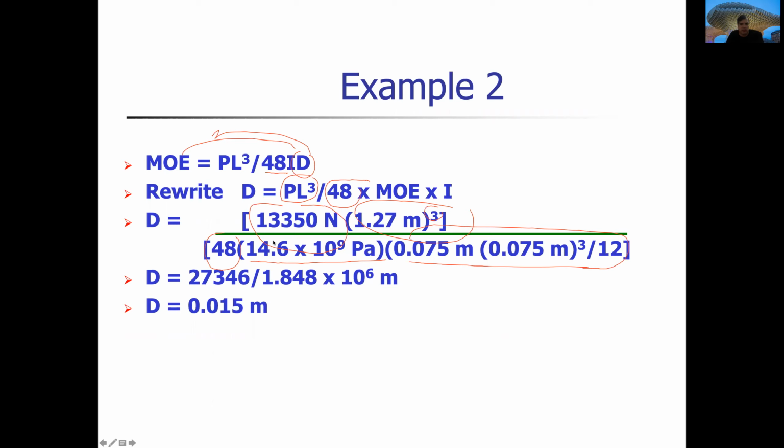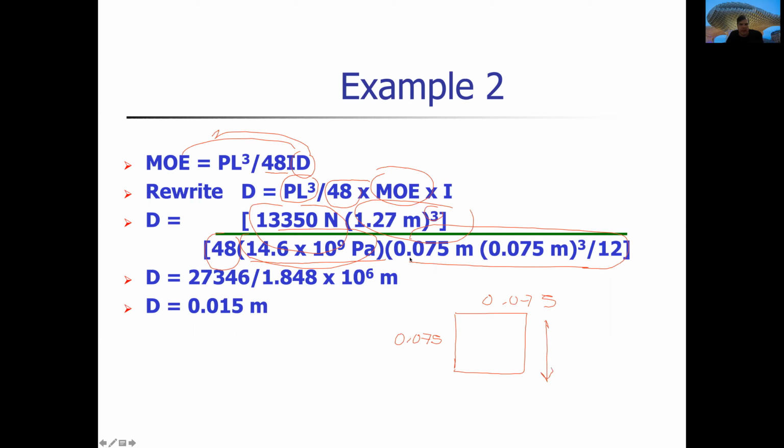And I'm sorry, I told you that you received the moment of inertia. No, you received the MOE that we already calculated, 14,600. And for the moment of inertia, we take the material that is a square, 0.075 by 0.075. And as you know, always the most important is the height.